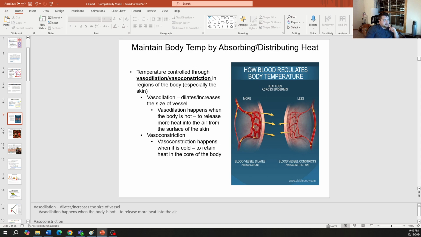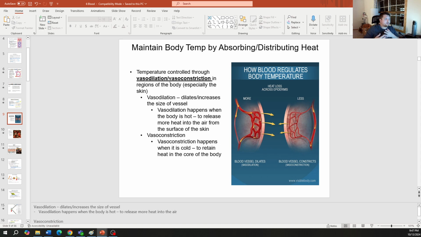Here's maintaining the body temperature. This is done by absorbing heat in certain areas and then distributing it as well. It's specifically controlled through vasodilation and vasoconstriction. So parts of the vessels and parts of the body either dilate or constrict to control how much heat is lost.